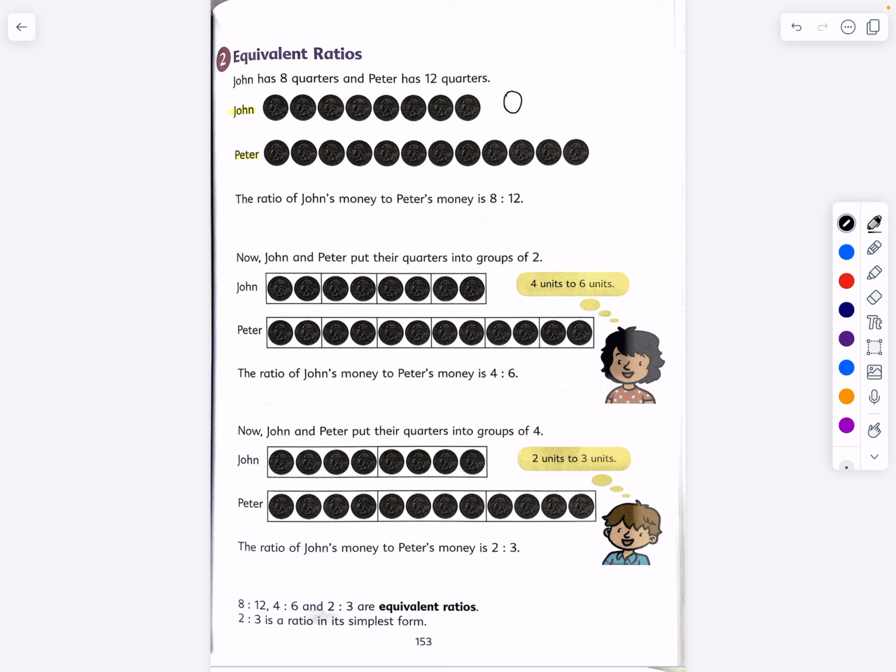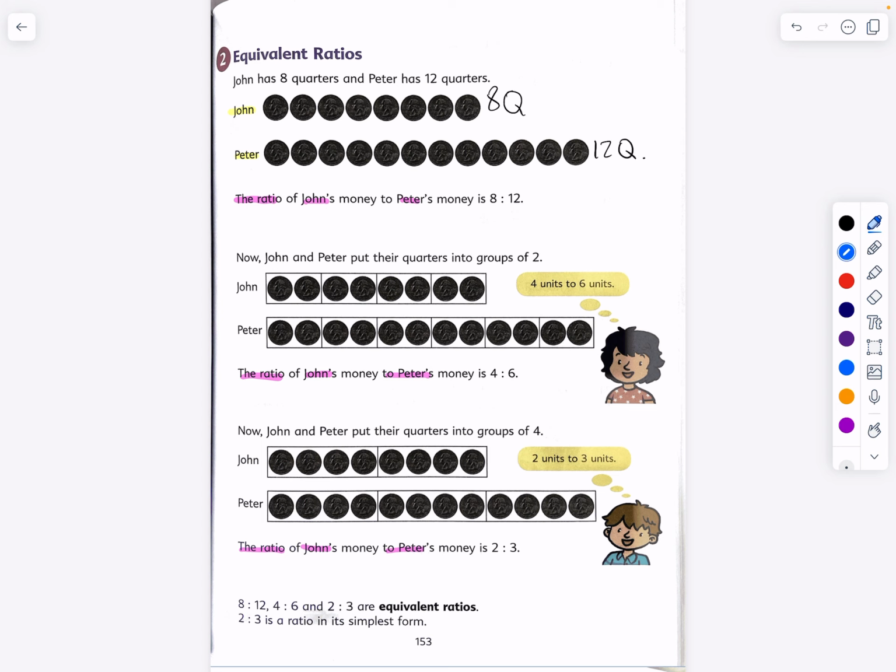So John has 8 quarters and Peter has 12 quarters. The ratio of John's to Peter's is 8 to 12. Let me highlight the ratio of John's to Peter's, because we're going to look at 3 different points of view. The ratio of John's money to Peter's money is 8 to 12.